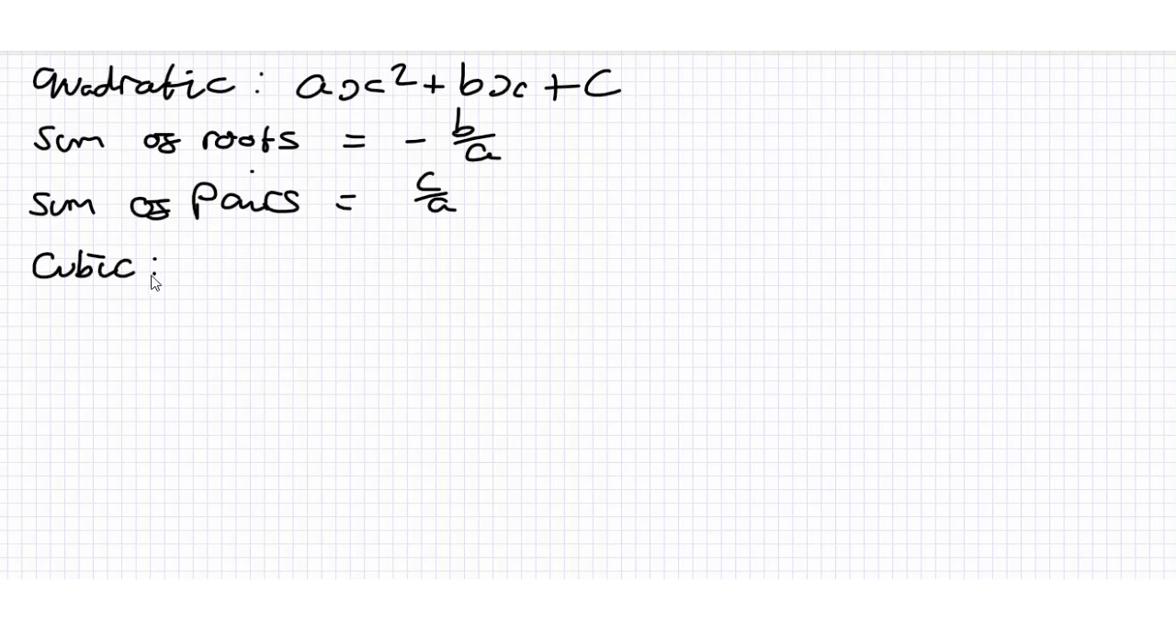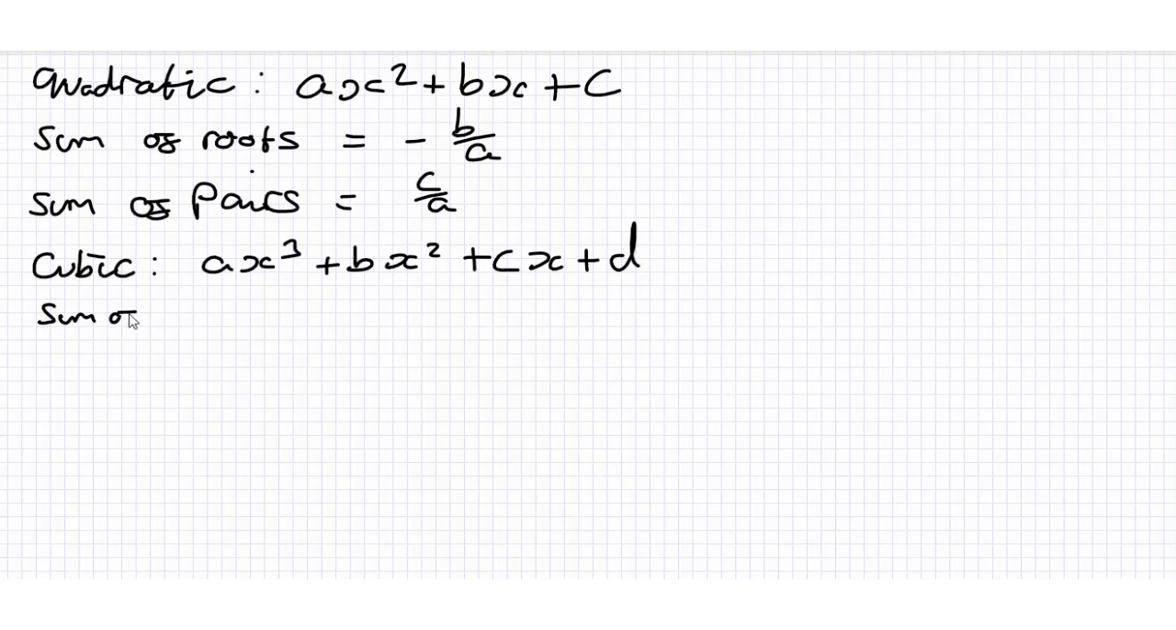Alright, there you go. Now we've got ax cubed plus bx squared plus cx plus d. Hopefully you can see when we name the coefficients we just start with a for the highest power and then we just move down the alphabet. So the sum of roots here is equal to, again, minus b over a.